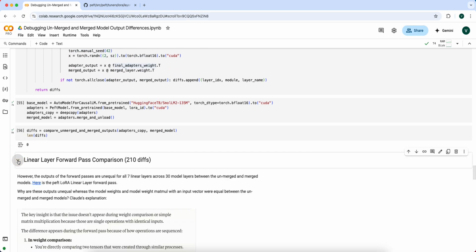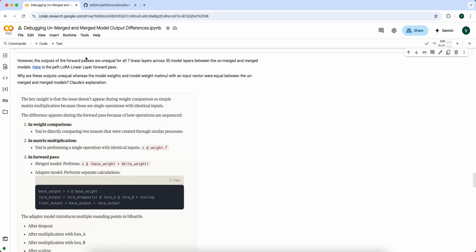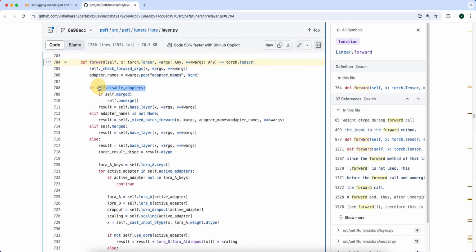So what is it? Well, this is a little bit of a post-hoc analysis, but we're going to see, as the title shows, that the forward pass is actually where this difference is. So I'll come back to this, but one thing I do want to show before we dig in is the LoRA linear layer forward pass. If the adapters are disabled, then the result is the forward pass through the base layer. So this is kind of our baseline. If we weren't using LoRA adapters, the result would be the base layer's output.